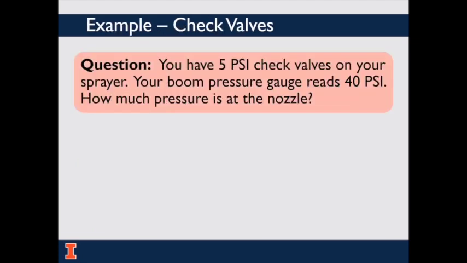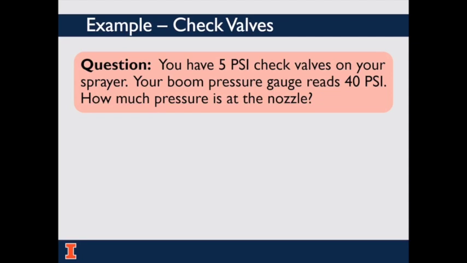Check valves can be a significant source of pressure loss. This is important since we measure pressure upstream of the check valve, but actually only care about pressure downstream of the check valve at the nozzle. Manufacturers provide estimated pressure drops for rated flow rates of their check valves, and this can be used to help calculate the expected nozzle pressure.